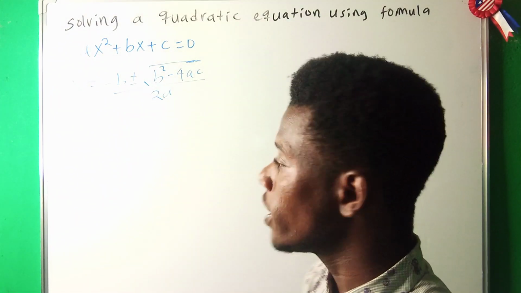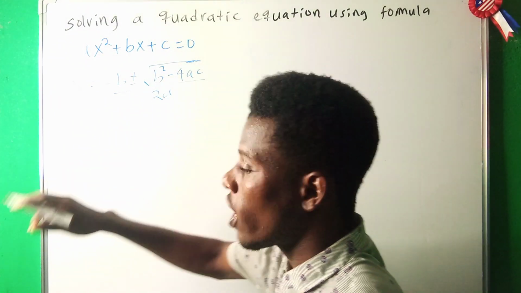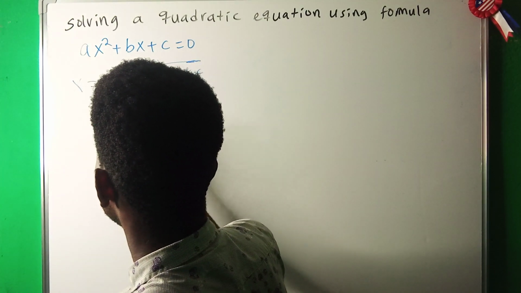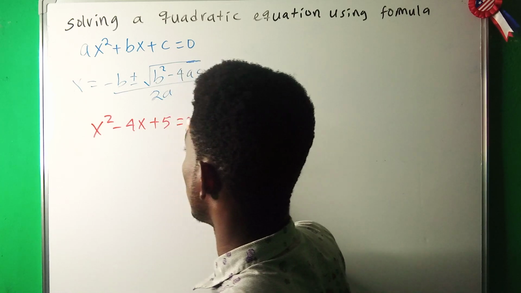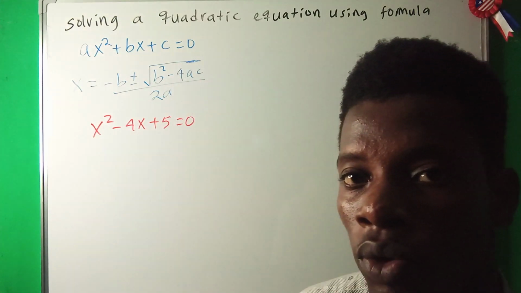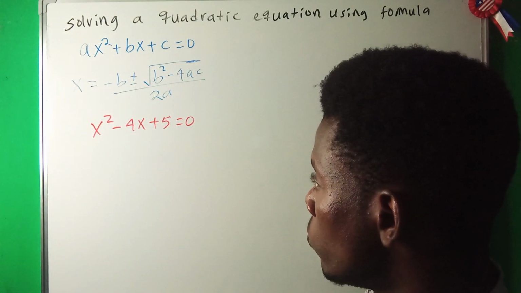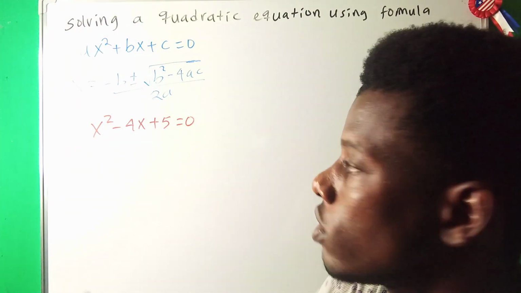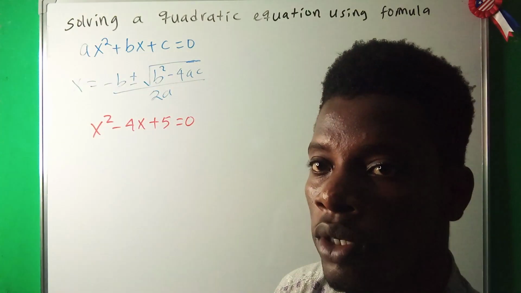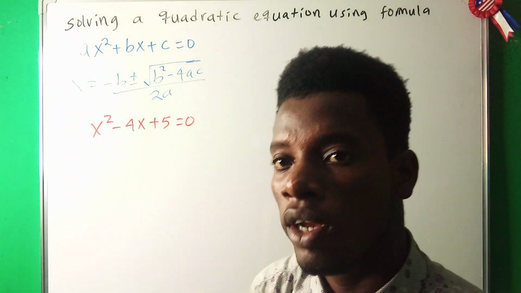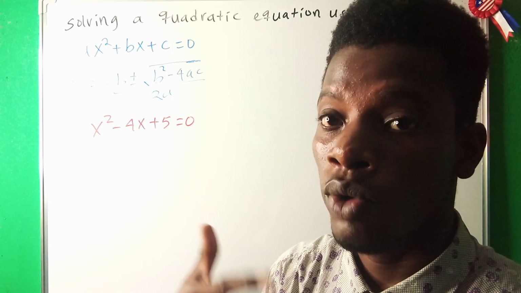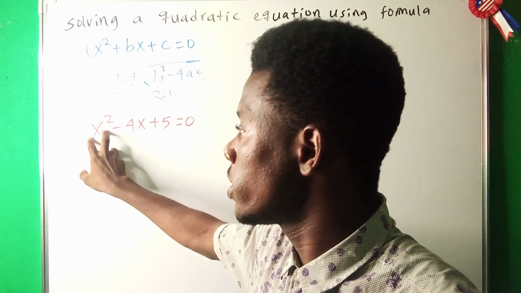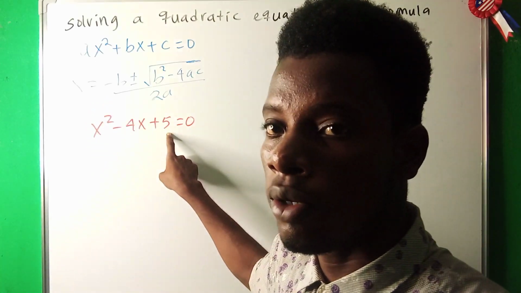Great. So now let's get a quadratic equation. What if you are told to solve the equation x squared minus 4x plus 5 equal to 0 using the quadratic formula? What will you do? The first thing, if the equation is not written in standard form, is to write it in that form, by writing the x squared term first, then the x term second, and then the constant term. This is called the quadratic term, the linear term, and the constant term.